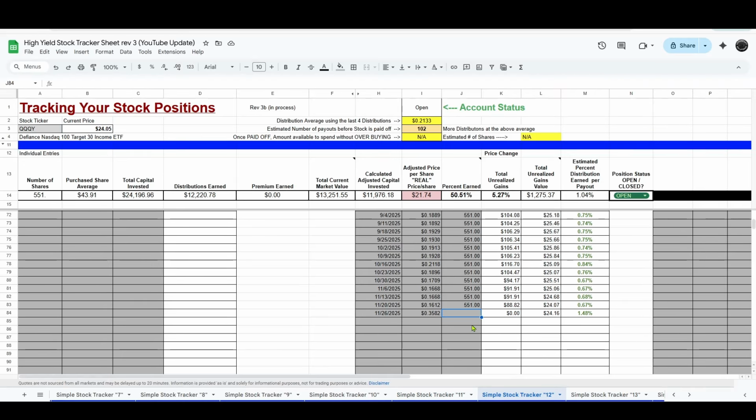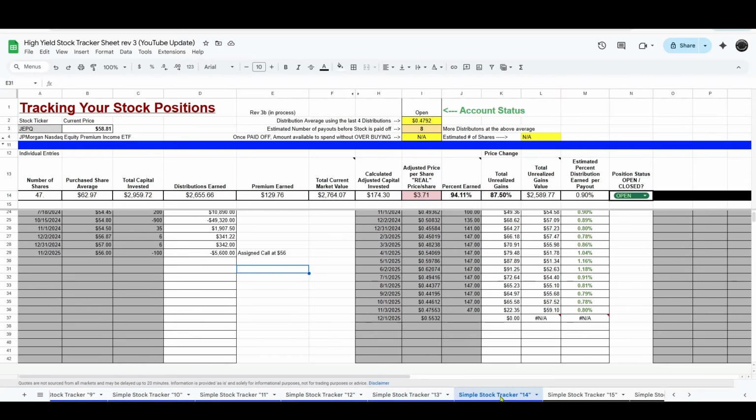QQQY, I have 551 shares. I can account for this distribution. So $21.74 real price per share now becomes $21.38. Love it, right? Love it. WDTE, I've got 540 shares. So a real price per share of $28.27 now becomes $27.98. Staying ahead of that current price of WDTE being at $32.37 because I'm at $27.98.